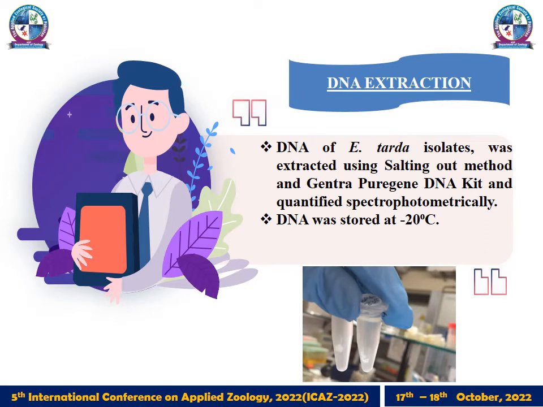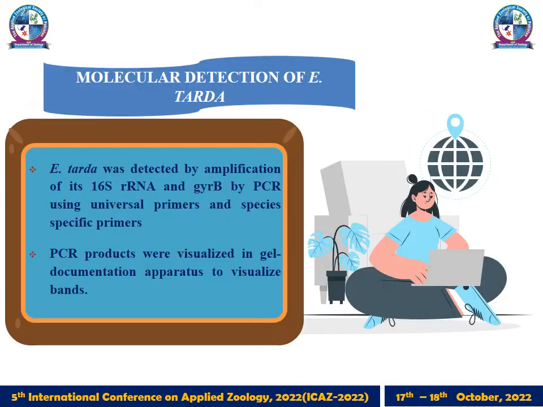The DNA of E. tarda isolates was extracted using salting out method and Gentra Puregene DNA kit and quantified spectrophotometrically. The extracted DNA was stored at minus 20 degrees Celsius. E. tarda was detected by amplification of its 16S rRNA gene and GAPDH gene by PCR using universal primers and species specific primers respectively. PCR products were visualized in gel documentation system to visualize bands of these genes.